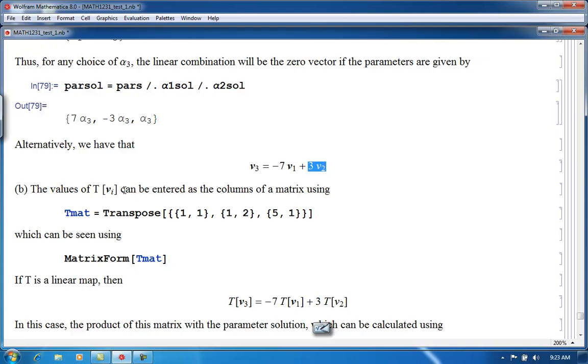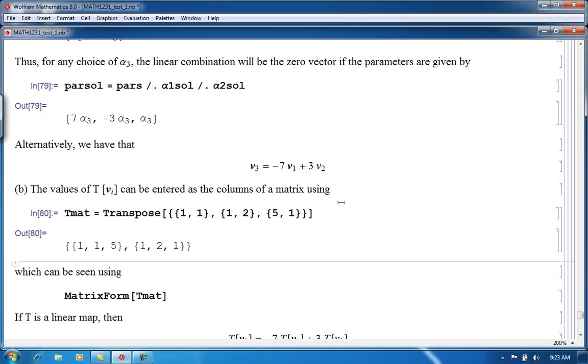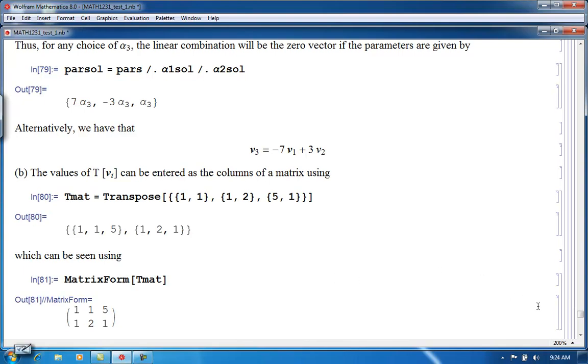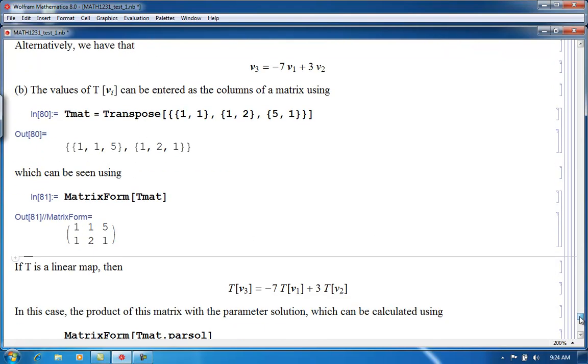The values of T applied to the three vectors can be entered as the columns of a matrix by entering them as the rows here, and then taking the transpose. So let's do that, and we can visualize that as a matrix using that. And we see indeed that each column of this matrix is the appropriate vector.